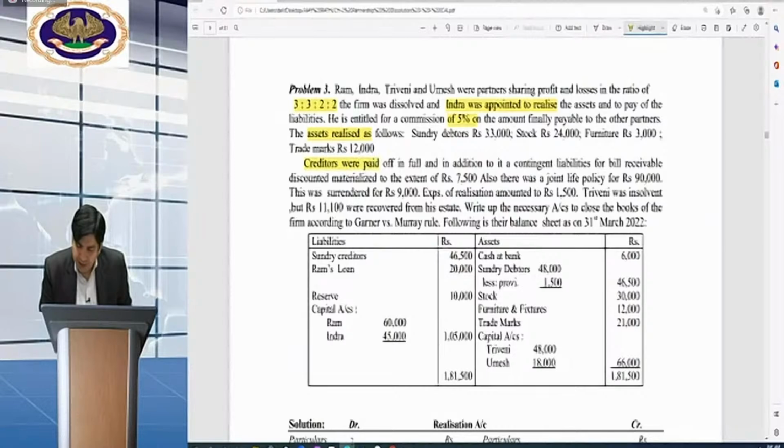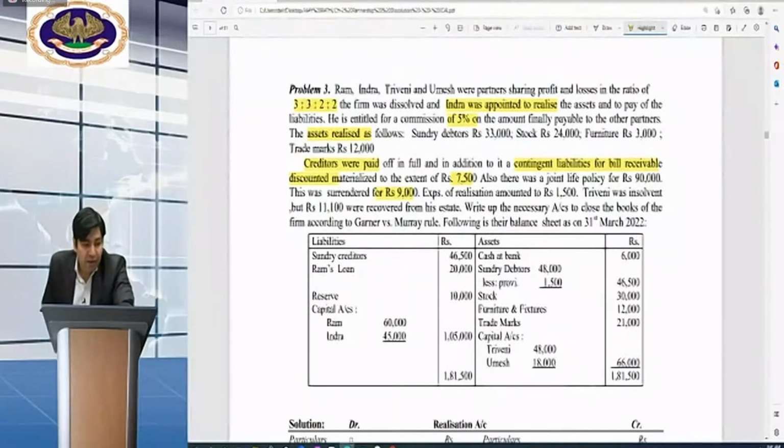Creditors were paid this one. In addition to it, it contained liabilities for bills receivable discounted of 7,500. That was also being paid. Now we shall do it in fast mode and by writing. Also, there was a joint life policy for 90,000. This was surrendered for 9,000 only.